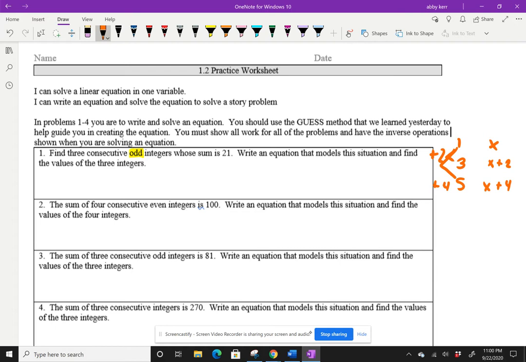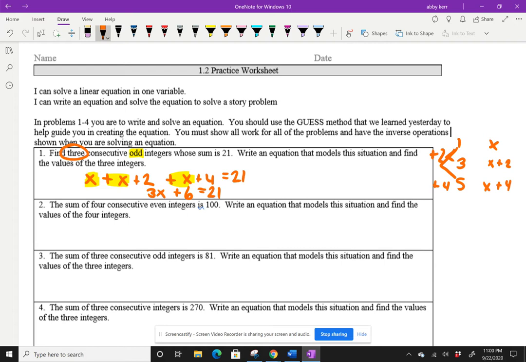So we said that the sum is 21. So it's 3 consecutive. So we have the first number plus the second number. Remember, it's a pattern. Plus the third number equals 21. Now we combine like terms. We have x, 2 x's, plus 3 x's. Then we have plus 6 equals 21.